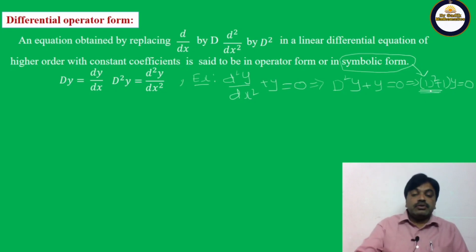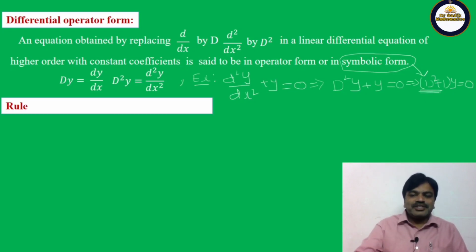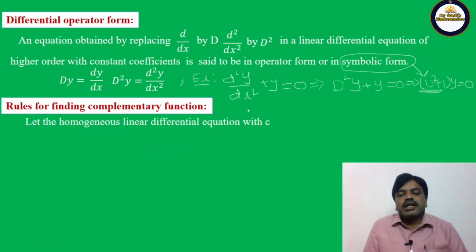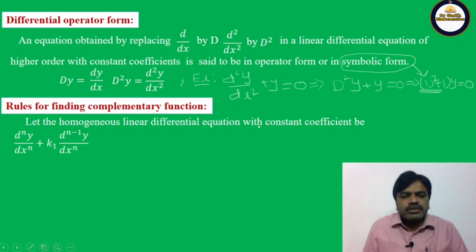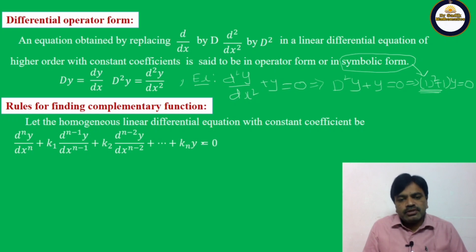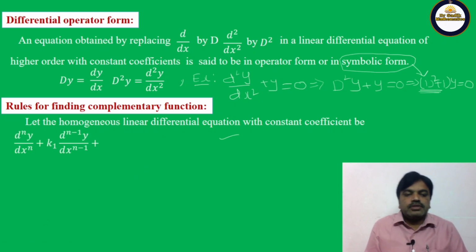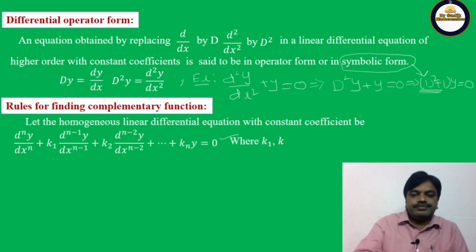Let us see the rules for finding the complementary function. Let the homogeneous linear differential equation have constant coefficients. We know homogeneous means, friends, the right hand side value is equal to 0. We know here the complete solution is equal to the complementary function. We know k1, k2 and so on up to kn are constants, friends.